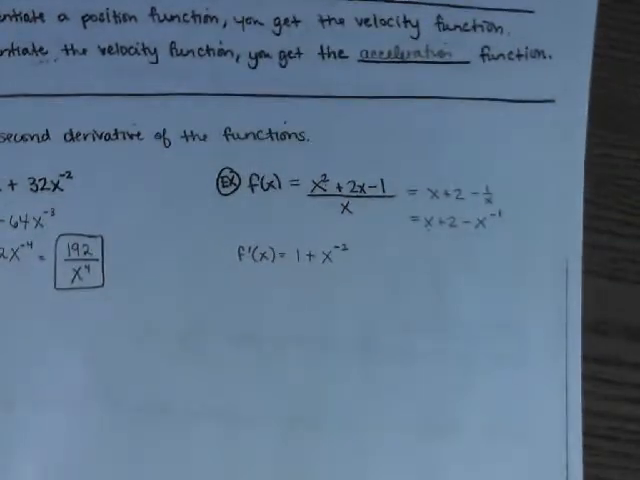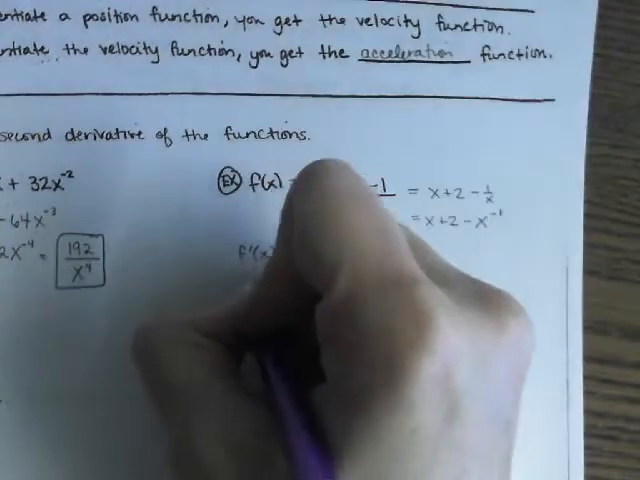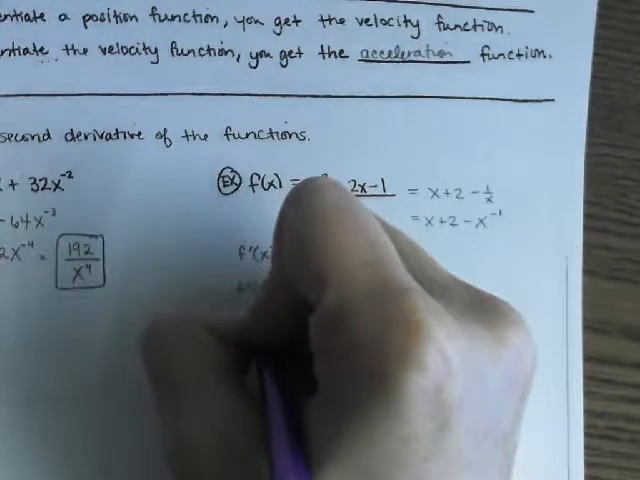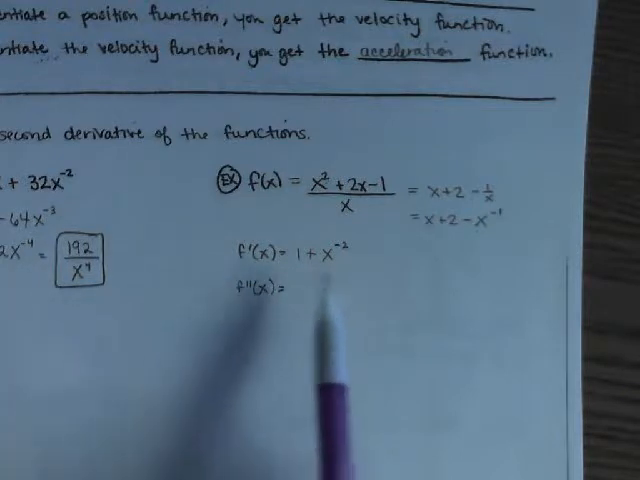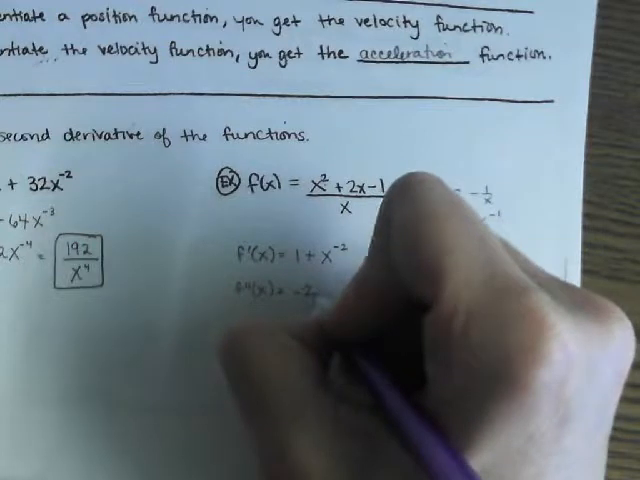And then your second derivative is even easier because your derivative of 1 is gone, 0. And your derivative of x to the negative second is negative 2x to the negative third. And then just clean that up.